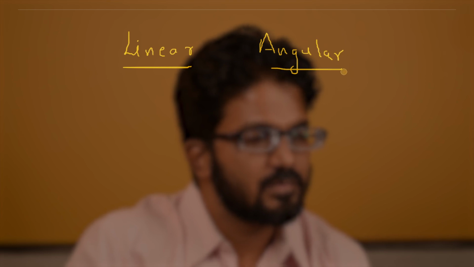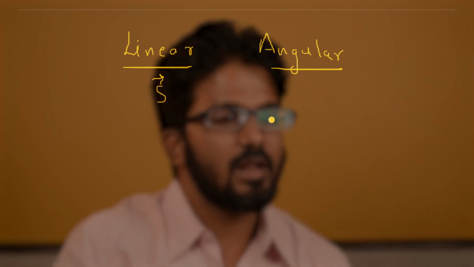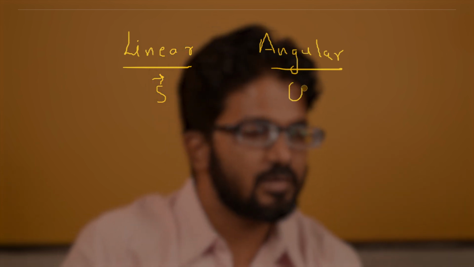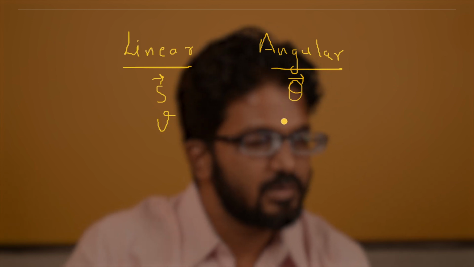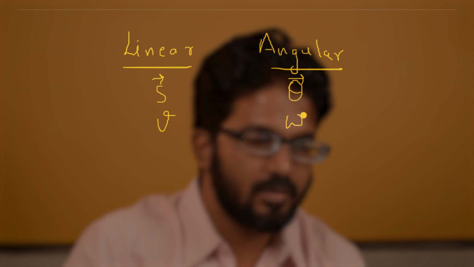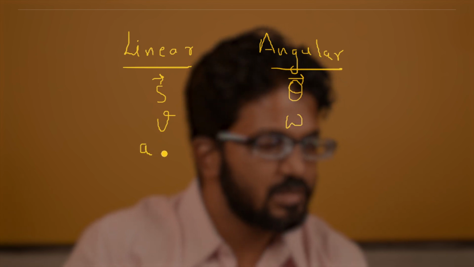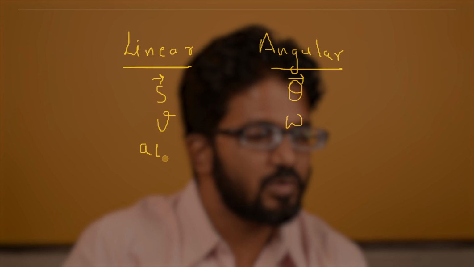So as we have in linear components, we have linear displacement. We can compare linear and the angular variables. So we have linear displacement denoted by S, and in angular components we have the angular displacement theta. We have linear velocity v and we have angular velocity omega. We have acceleration, but in linear motion we have two kinds of acceleration: one is A tangential and A centripetal. In angular components we have alpha.